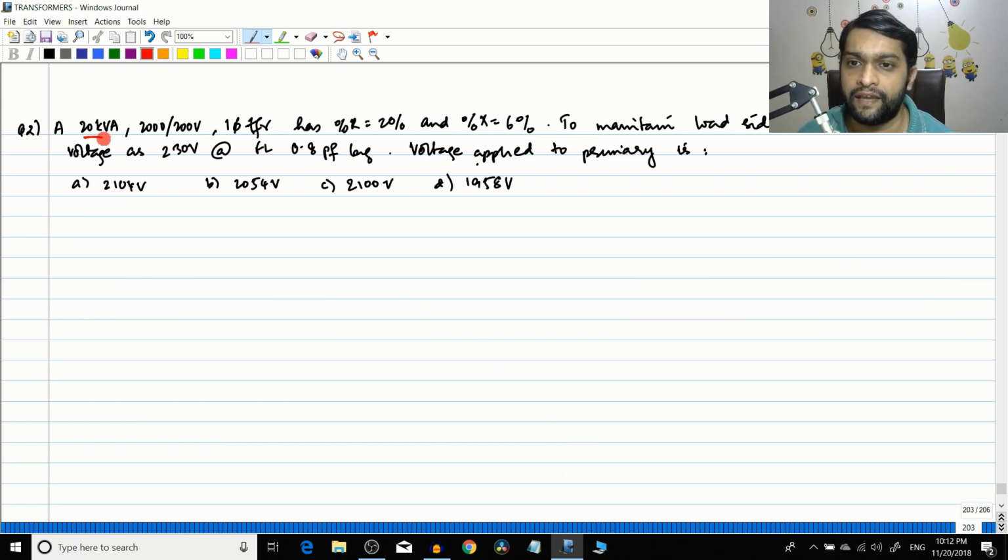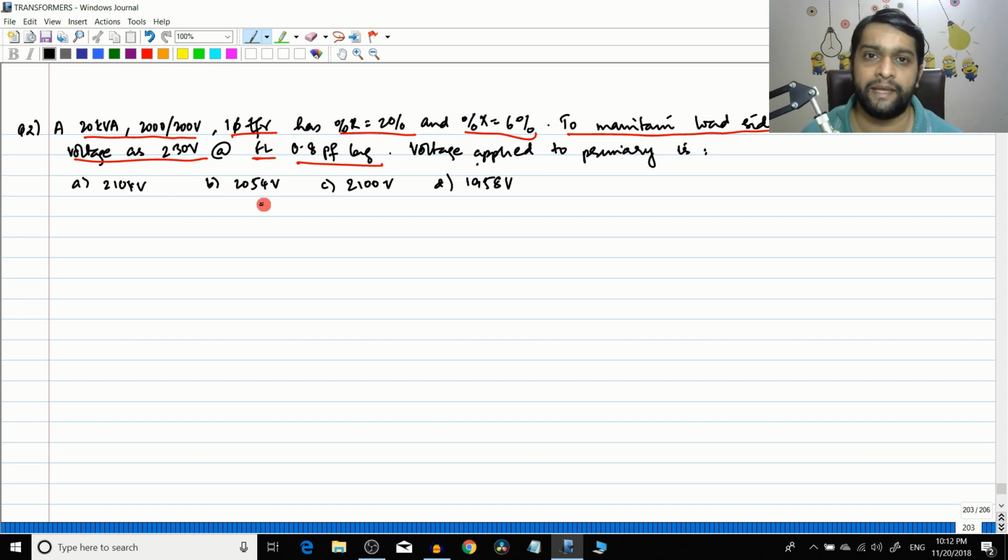You have a 20 kVA, 2000/200 volt single phase transformer. Again it has a percentage resistance of 2% and percentage reactance of 6%. What they are asking is to maintain the load side voltage at 230 volt at full load and 0.8 power factor lag, what is the voltage applied to the primary side? Because you have percentage resistances and voltages involved, naturally the best method to solve this is to use the regulation formula.